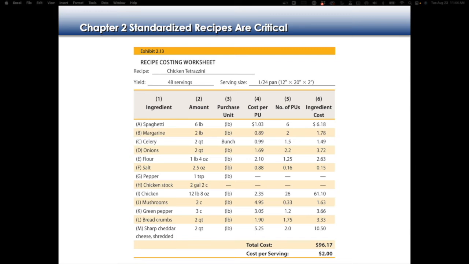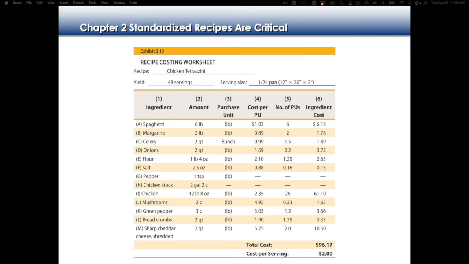First off, we've got a materials list here. We've got our spaghetti, margarine, celery, onions, flour, salt, pepper, chicken stock, chicken, mushrooms, green peppers, breadcrumbs, and shredded sharp cheddar cheese. So it's an entire list of ingredients. It tells us the amount, that's how much the recipe calls for. It tells us the purchase unit, that's how we purchase it. We don't purchase a quart of celery. We purchase a bunch of celery or a stalk of celery. A stalk is usually one stalk. A bunch is a whole head of celery.